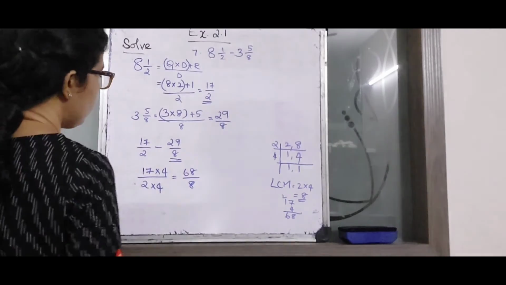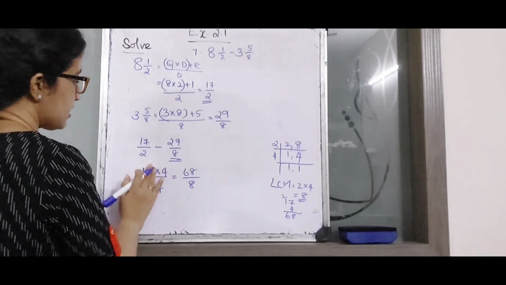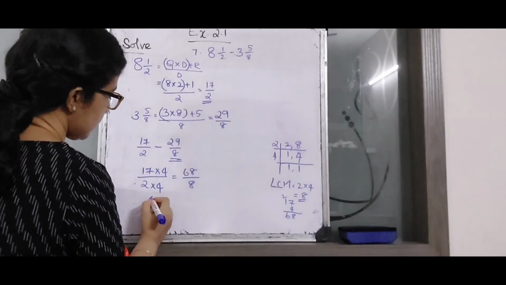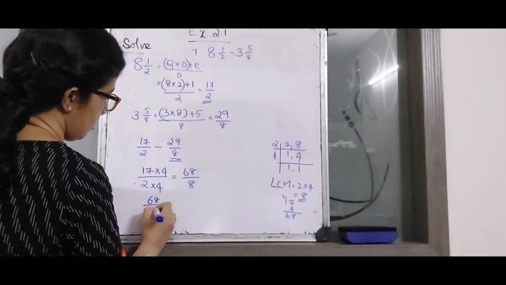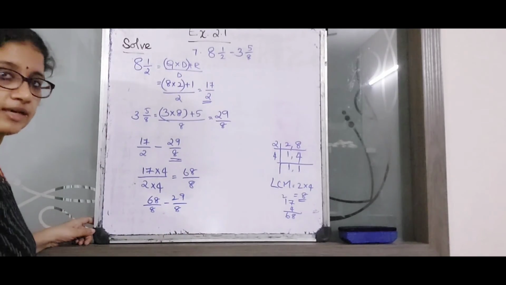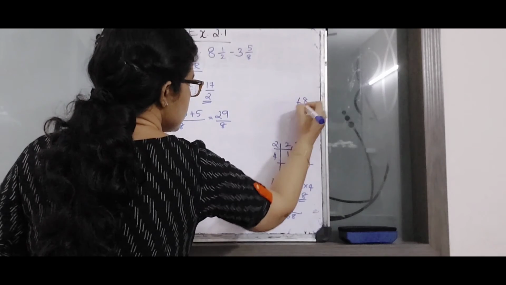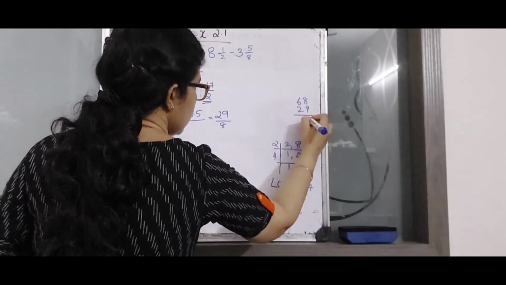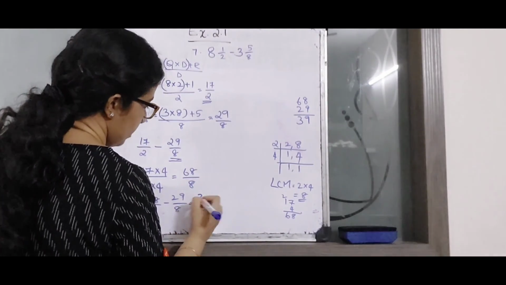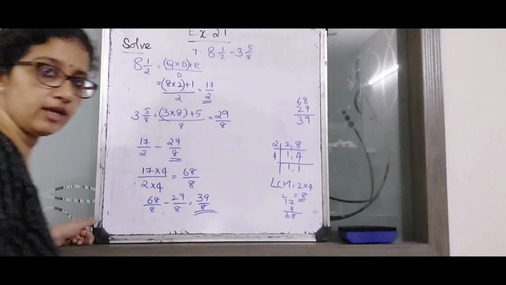Correct? Now, how can we write this term 17 by 2 minus 29 by 8? 17 by 2 we got as 68 by 8. Correct? So 68 by 8 minus 29 by 8. Correct? So how much is 68 minus 29? 68 minus 29, 9, 3, 39. Okay? So this will come as 39 by 8. This is the answer. Okay?